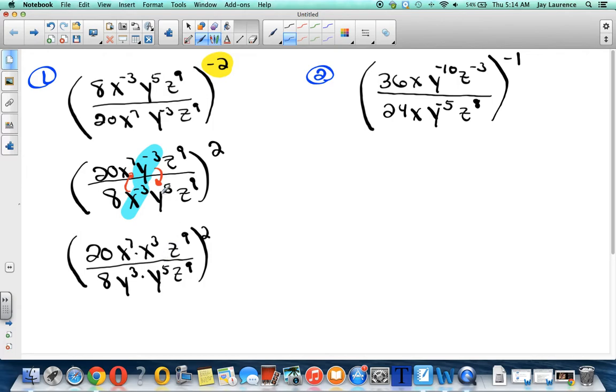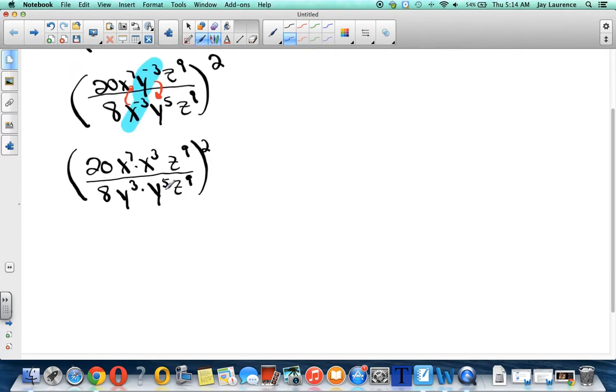So now I'm going to simplify inside the quantity as much as possible. I would not go and square everything. You'll make the problem more challenging. So the first thing I notice right off the bat is I have a z to the 9th divided by a z to the 9th.